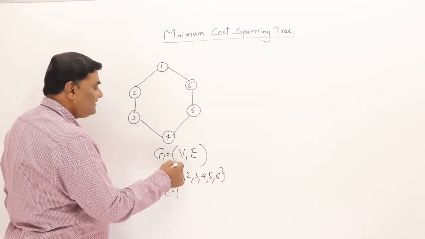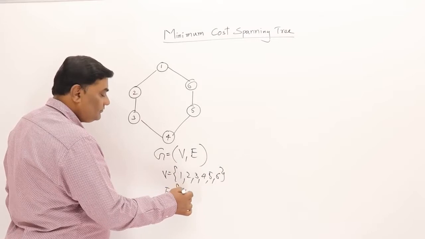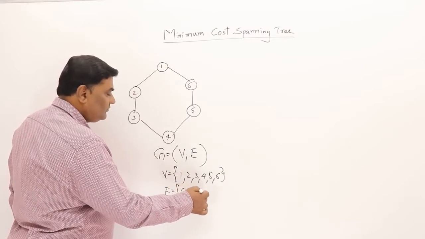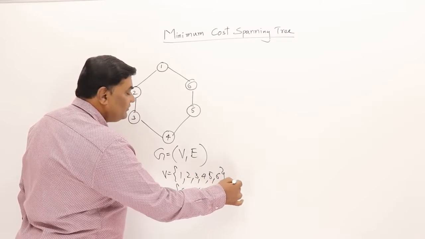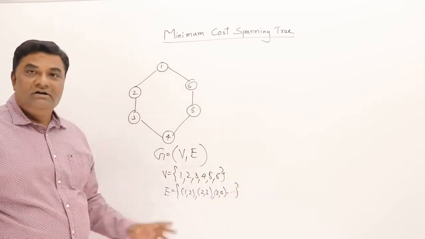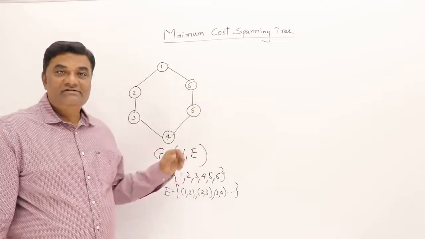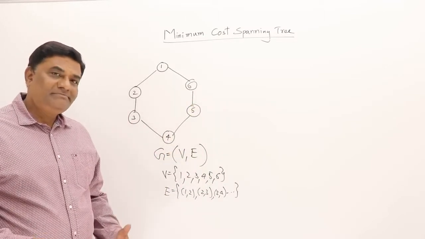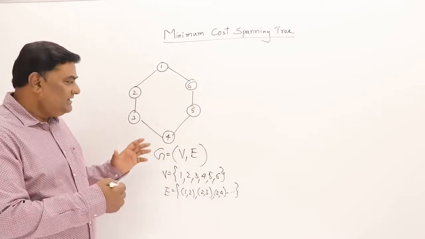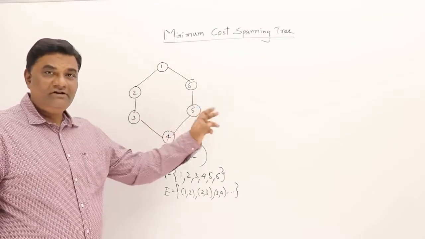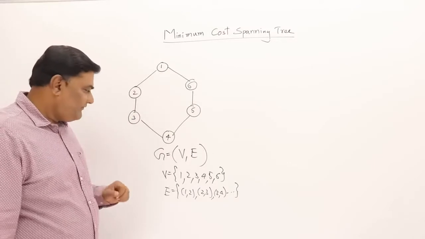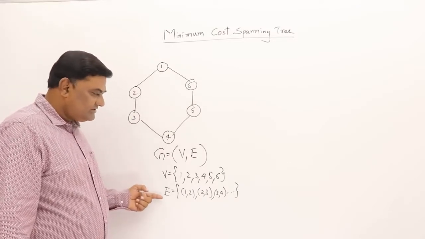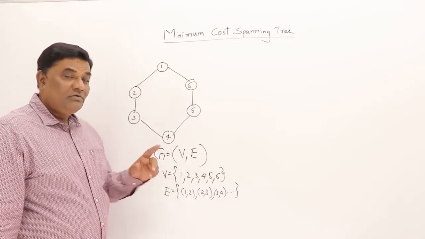The set of edges are from 1 to 2 and 2 to 3, 3 to 4, and so on. Graphs are represented as a set of vertices and edges. Now what is this spanning tree? A spanning tree is a subgraph of a graph. Hence I should take the subset of this. So subset of what? Vertices and edges, both subsets or only one subset?